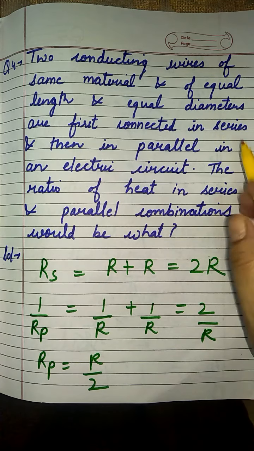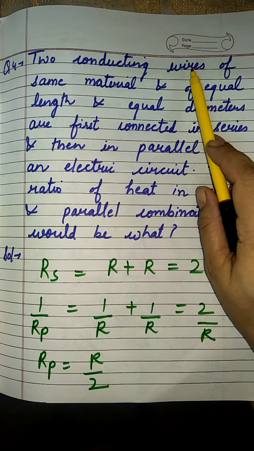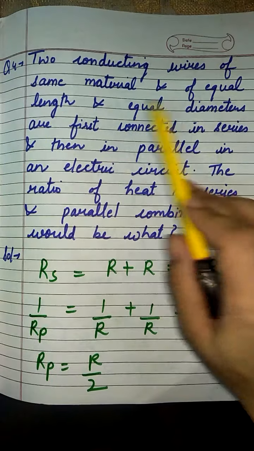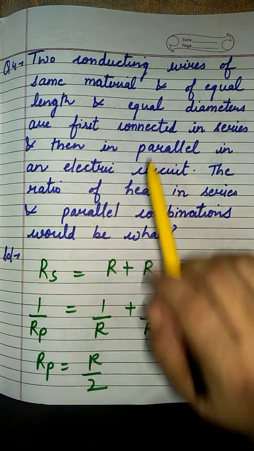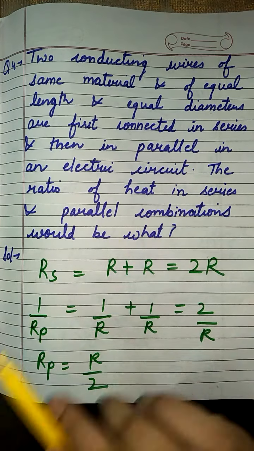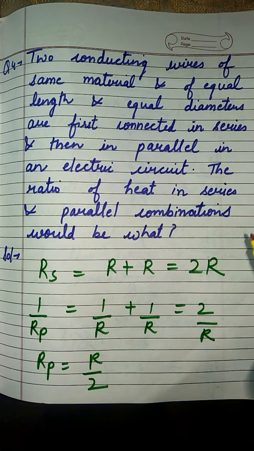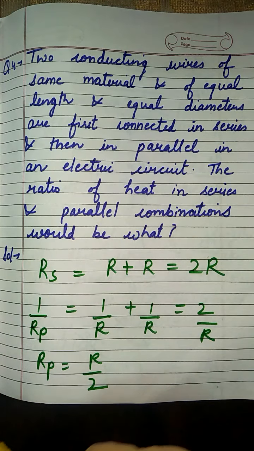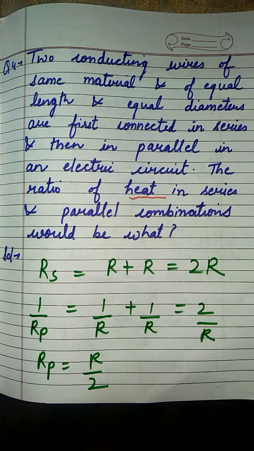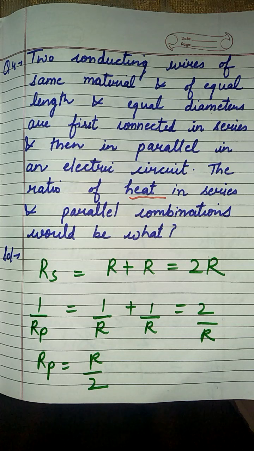See, in this question, two conducting wires. Two wires, they both are conducting, same material, same length, same diameter. They are first connected in series and then in parallel in an electric circuit. We have to find out the ratio of their heat produced in series as well as in parallel combination. So what we will be doing? Okay.